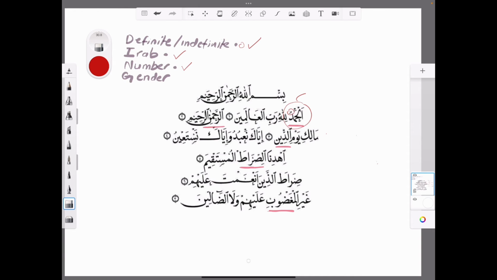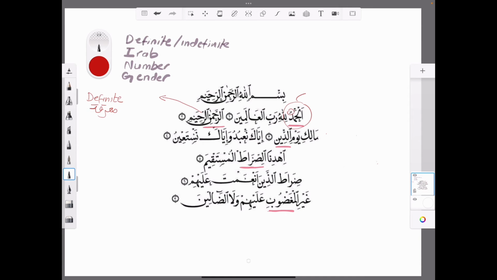Okay. So let's start this. The first word is Ar-Rahman. I'm just going to do it here for you. Ar-Rahman has an alif lam at the beginning, so we know it's definite. And remember, what's the Arabic word for that? Ma'rifah. So we've done that.